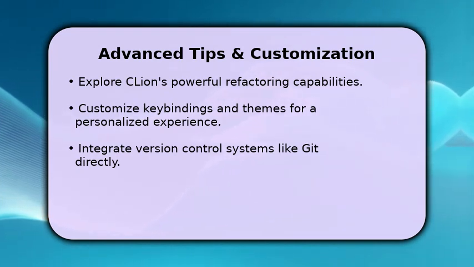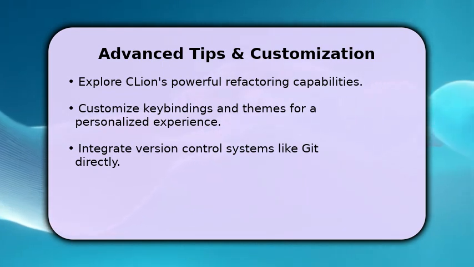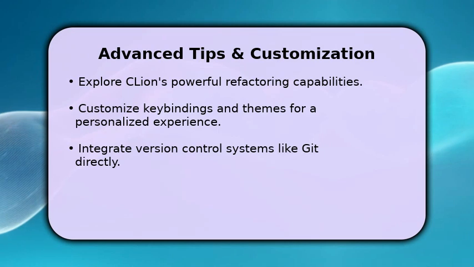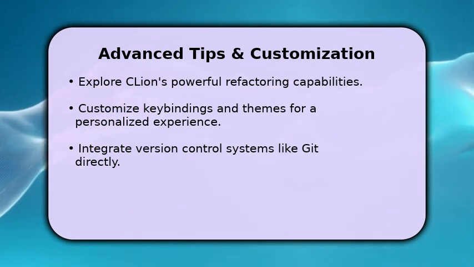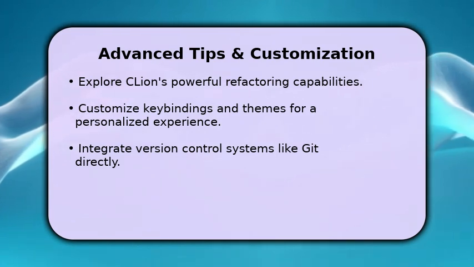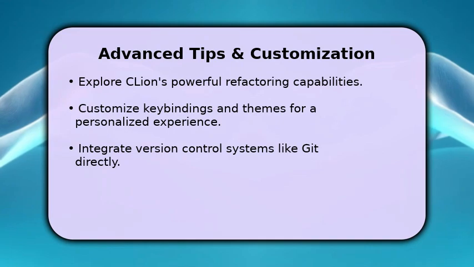You can also personalize your development environment by customizing key bindings and choosing from various themes. CLion offers seamless integration with popular version control systems, such as Git, allowing you to manage your code history efficiently. Furthermore, extend CLion's functionality by utilizing numerous plugins available from the JetBrains marketplace, adding even more tools to your arsenal.